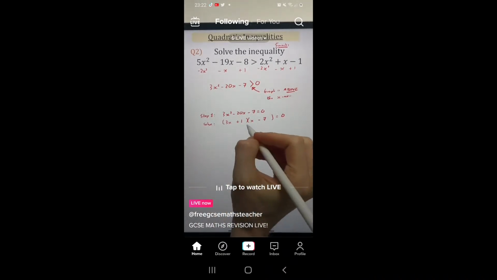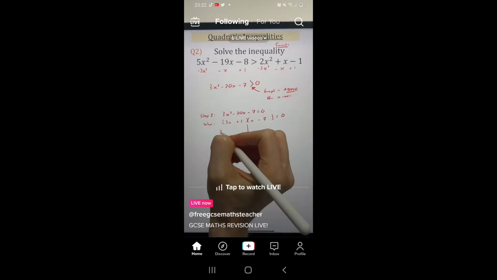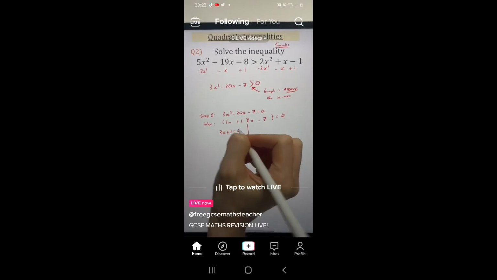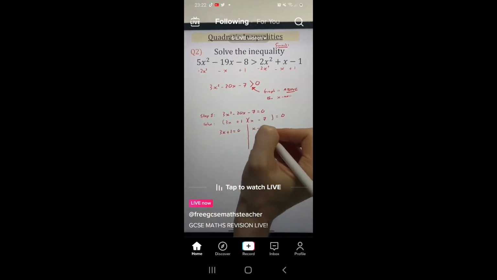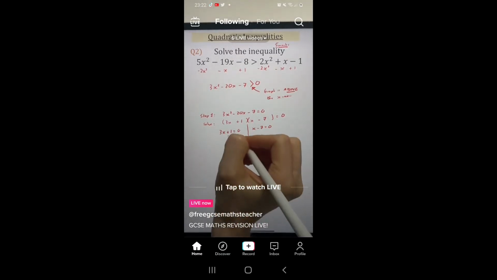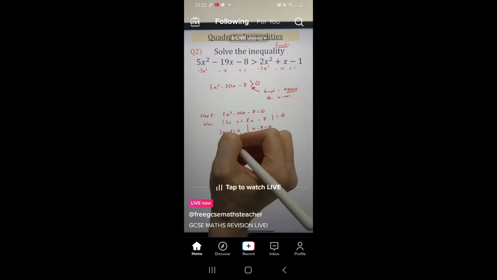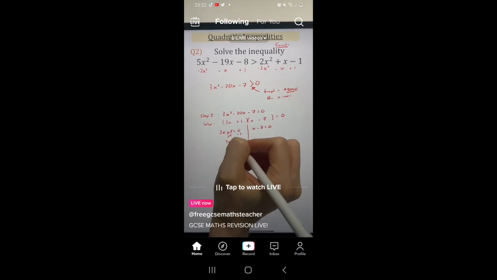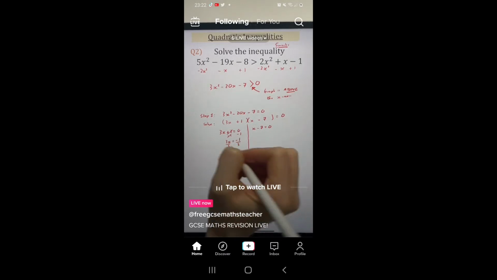I'm solving, so I put each bracket equal to 0. So I've got 3x plus 1 equals 0, or x minus 7 equals 0. The opposite of plus 1 is subtract 1 from both sides. 3x equals negative 1. The opposite of times by 3 is divide both sides by 3.